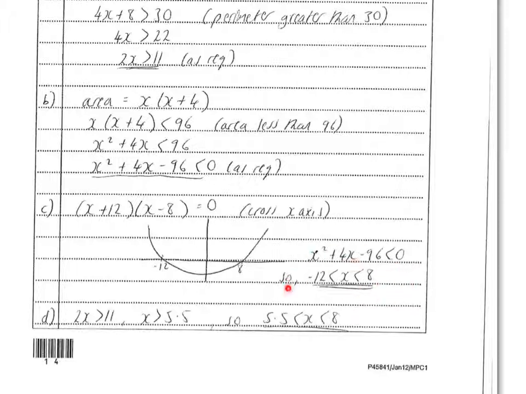So for the area condition, x has to be less than 8, bigger than -12, and for the perimeter condition, it has to be bigger than 5.5. If you solve this further, x is bigger than 5.5. So x has to actually be in between 5.5 and 8. Greater than 5.5, but less than 8.